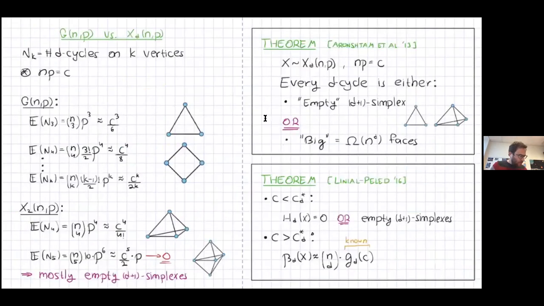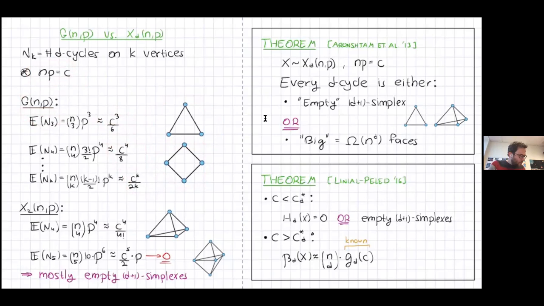Maybe I'll show it without the calculations, but there is a difference between the graph and the complex. In the graph, when you look for cycles, you can have a cycle on 3 vertices, 4 vertices, 5 vertices, and so on. And if you do the calculations, you get that when np is constant, each of them can appear. So the expected value, for example, is a constant value for 3, 4, 5, and so on. So when you're in this regime, you can expect to see cycles of all sizes.